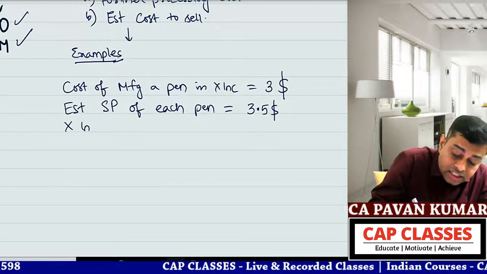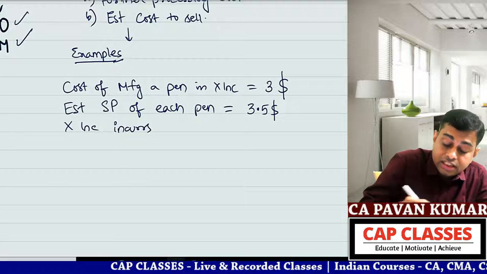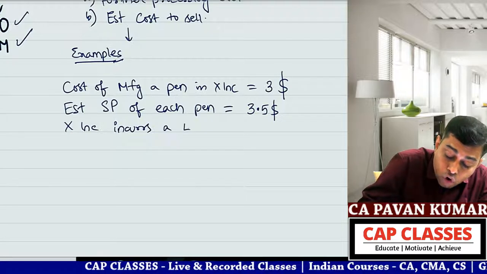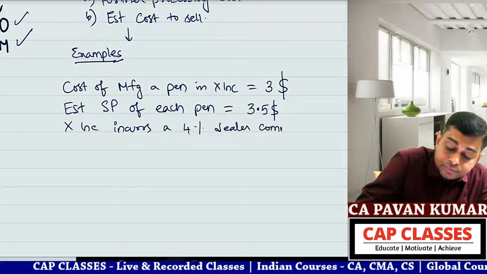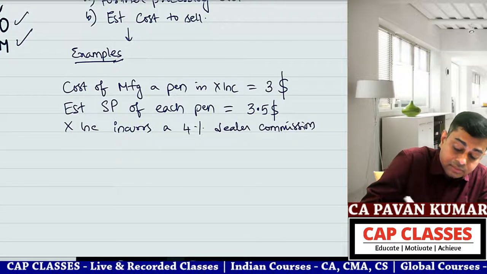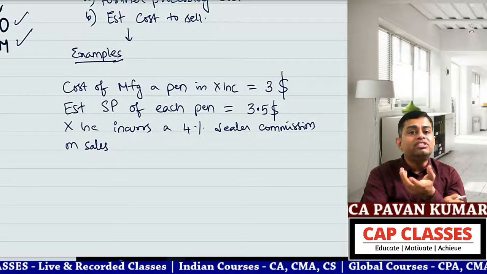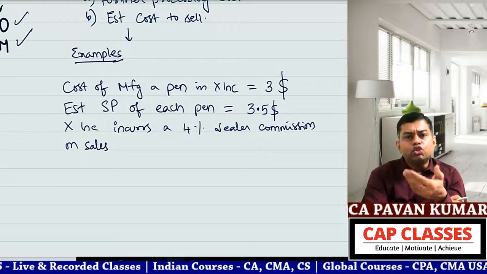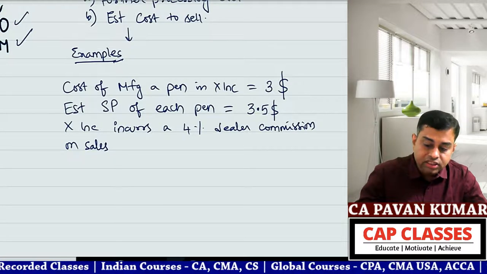X Incorporation incurs a 4% dealer commission on sales. So dealers are selling our products, so you need to give sales commission. You are selling it through agents. You understand?